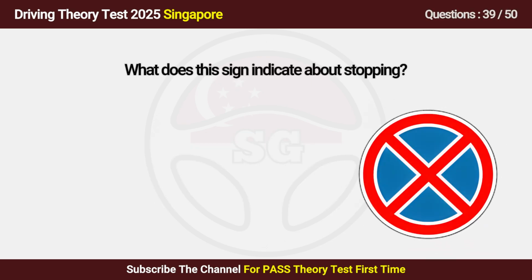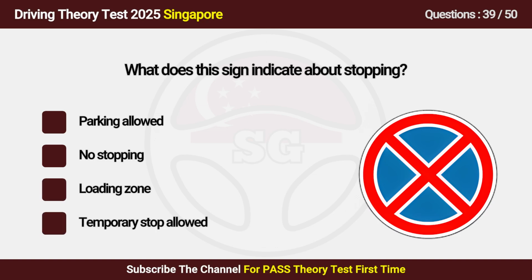Question 39. What does this sign indicate about stopping? A. Parking allowed. B. No stopping. C. Loading zone. D. Temporary stop allowed.